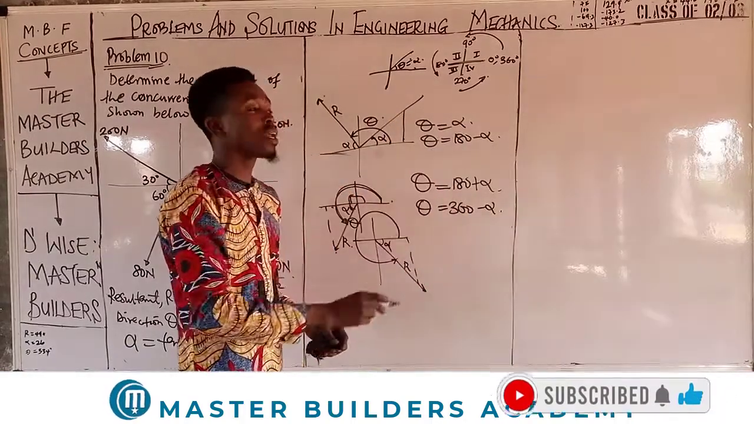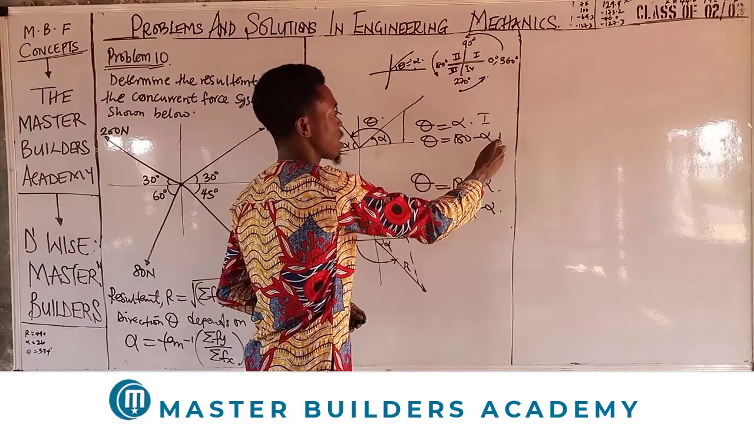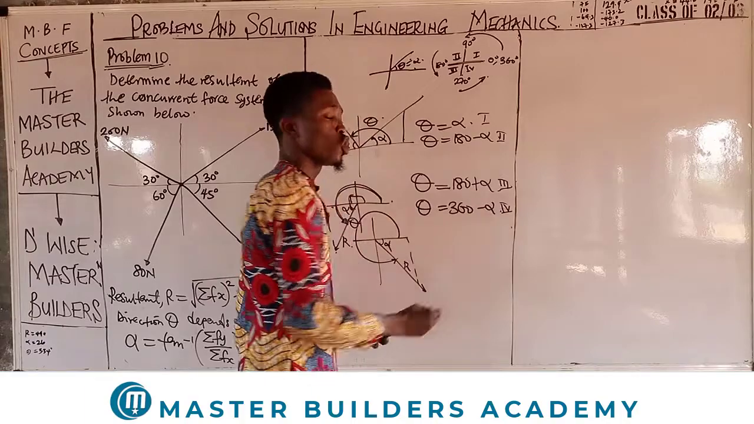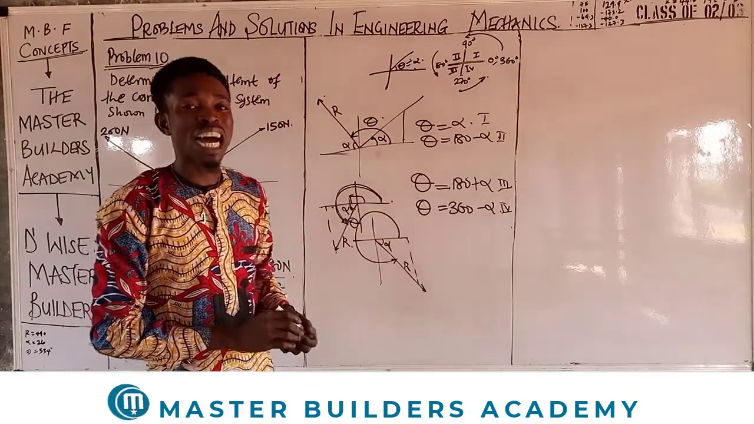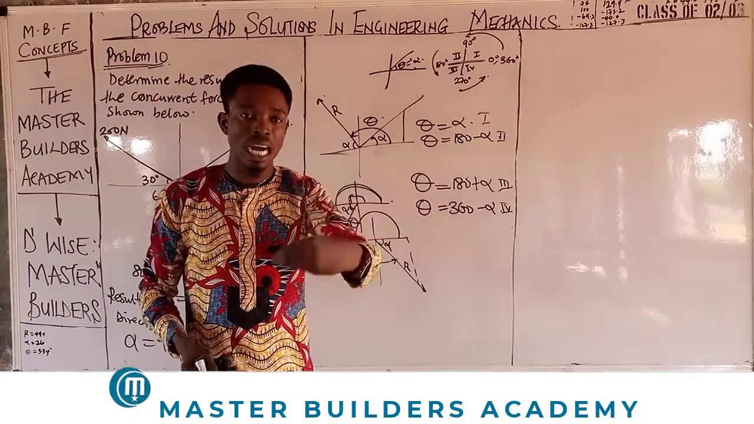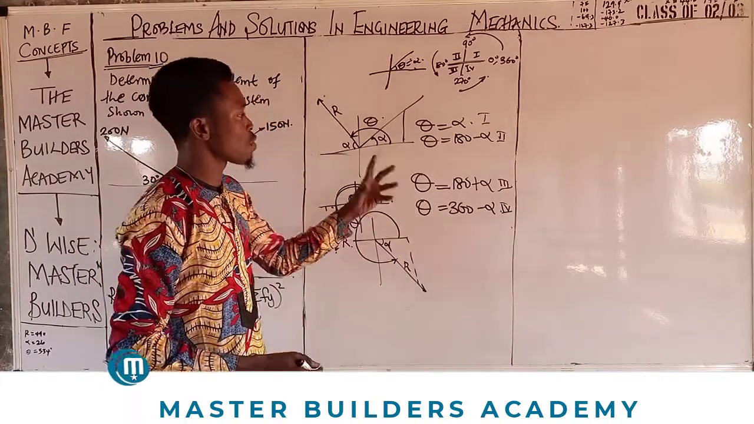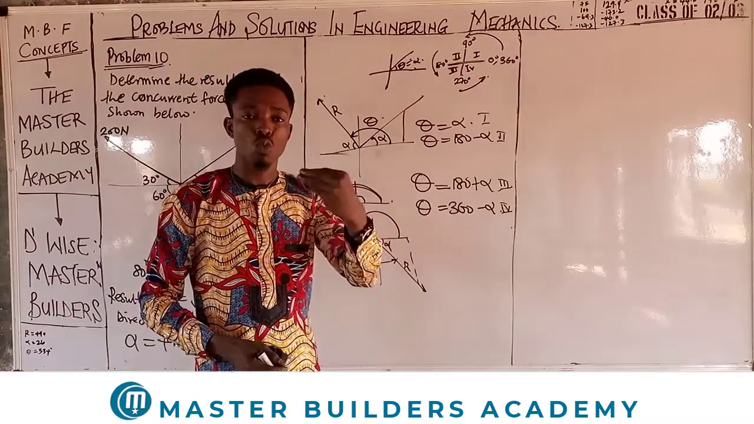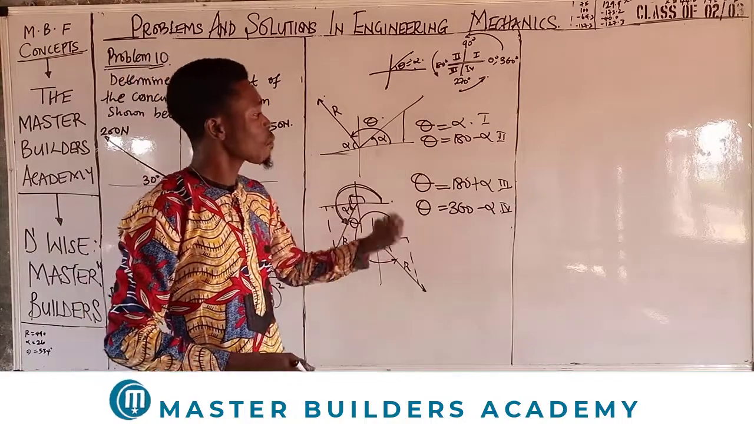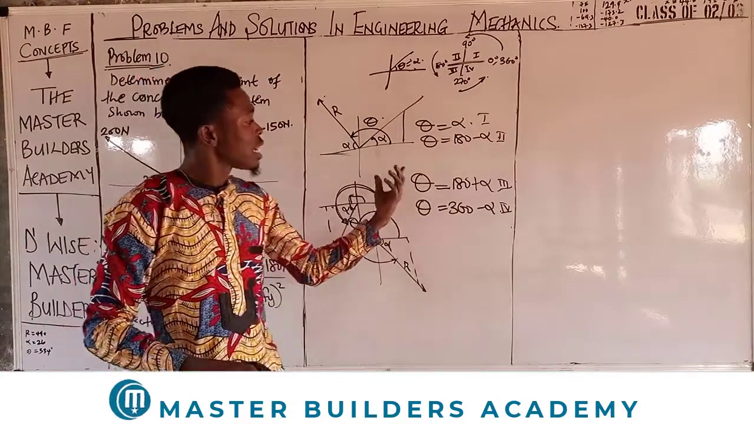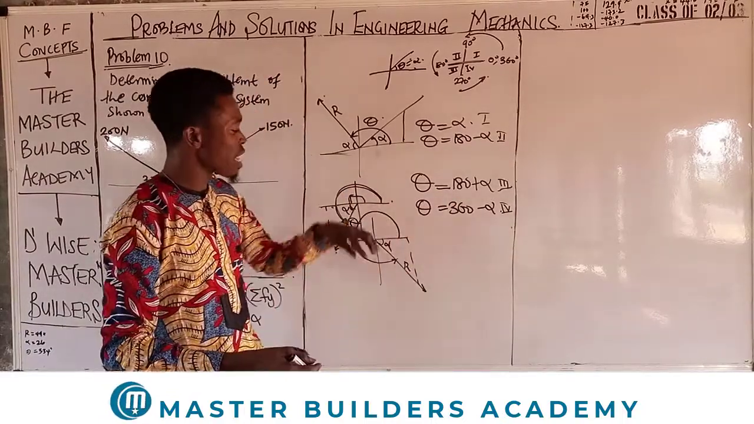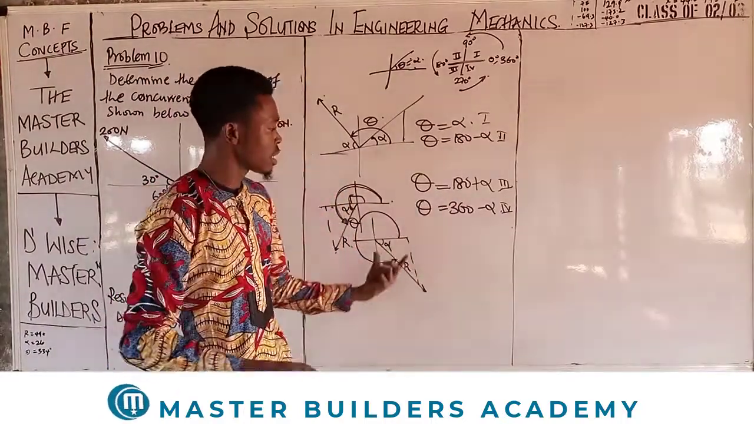Just understand that this is for the first quadrant, second quadrant, third quadrant, and fourth quadrant. So when your resultant falls out from the first quadrant, theta is equal to the angle calculated, alpha. But when it falls out from the second quadrant, theta becomes 180 minus the angle calculated, which is alpha. Then when it falls out from the third quadrant, the direction of the resultant becomes 180 plus alpha. But when it comes out from the fourth quadrant, it becomes 360 minus alpha.